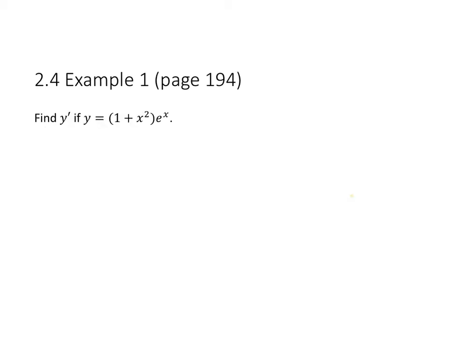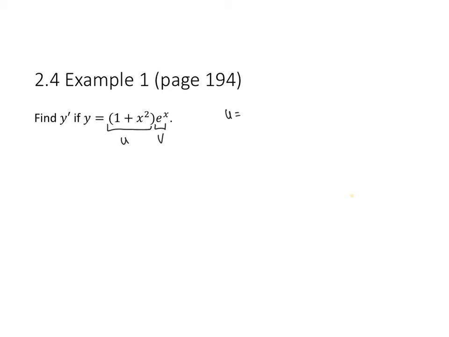Let's do another one. This is example 1 on page 194. They want us to find y prime if y equals (1 plus x squared) times e to the x. Hopefully you notice that this is one function and here is my second function. Again, I will always use the shorthand u and v. You don't have to. The book uses f's and g's, but I will always use the shorthand because I think it's a little bit cleaner and quicker. But it's your call. You may use whatever you want.